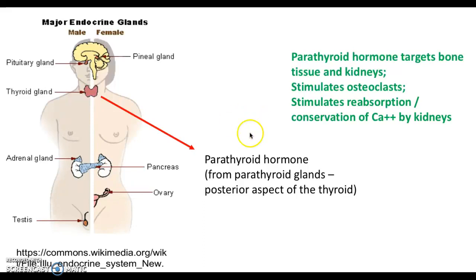And the actions here are to stimulate osteoclasts and osteoblasts as well. You may remember that osteoclasts are those cells of the bone that are responsible for the breakdown of bone tissue. Additionally, parathyroid hormone will stimulate the reabsorption of calcium by the kidney tubules. These effects together serve to increase calcium in the plasma. And remember that the stimulus for parathyroid hormone is a decrease in calcium in the plasma.